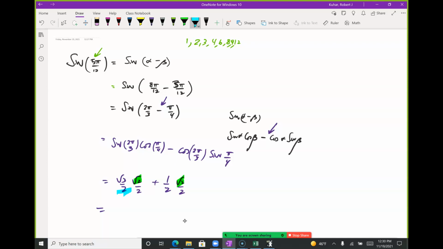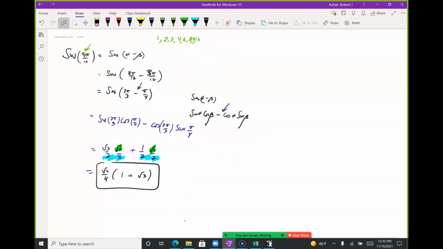I can factor out a 4. And the stuff I have left, so I have rad 2 over 4, and the stuff I have left again is 1 plus rad 3. Pretty easy. Just, you got to practice. You got to jump in there and do it. You can't just watch me do it. You got to do some problems.